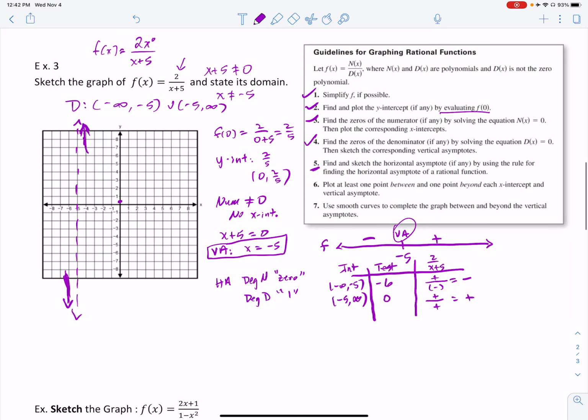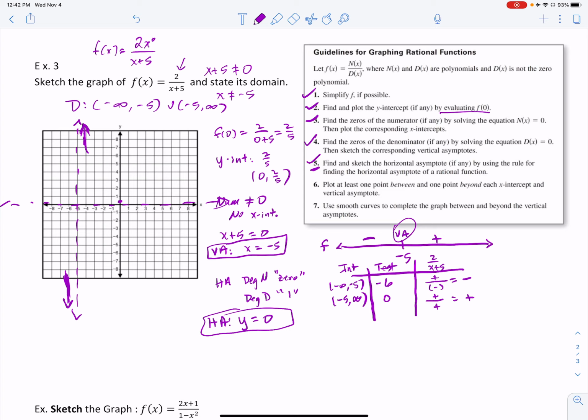And when the degree of the numerator is smaller than the degree of the denominator, your horizontal asymptote is always y equals 0. So for end behavior, this function is going to follow this x-axis. So we're getting these pieces of the puzzle put together.